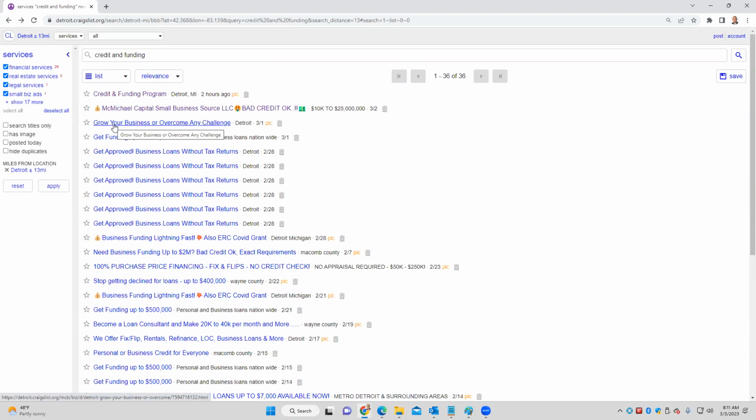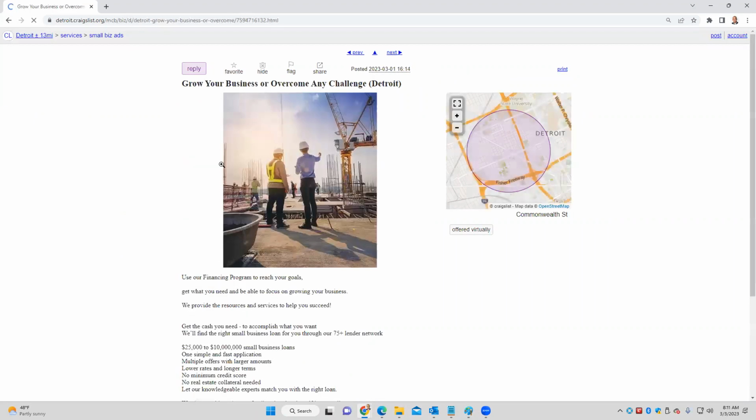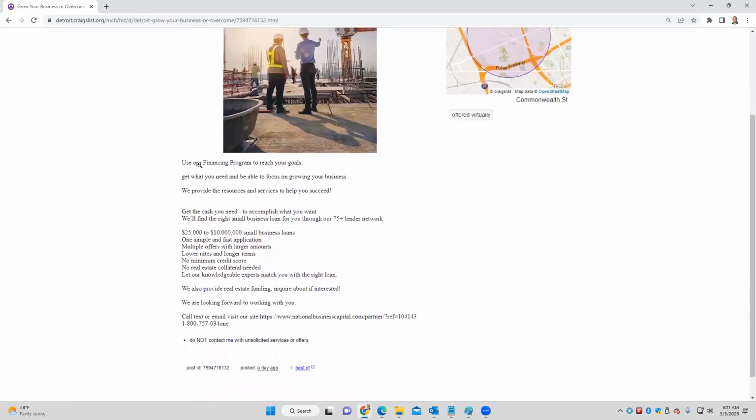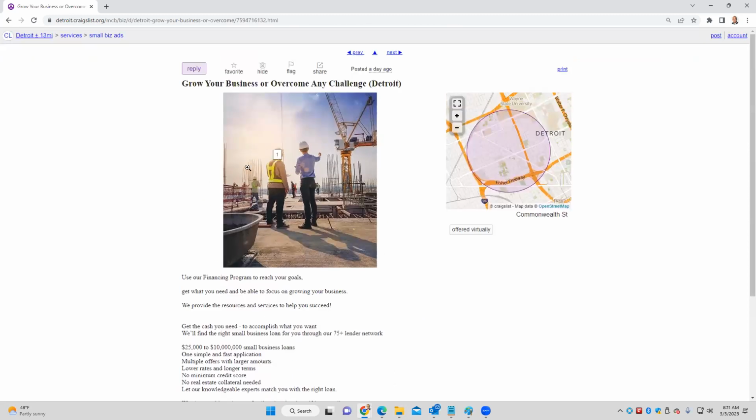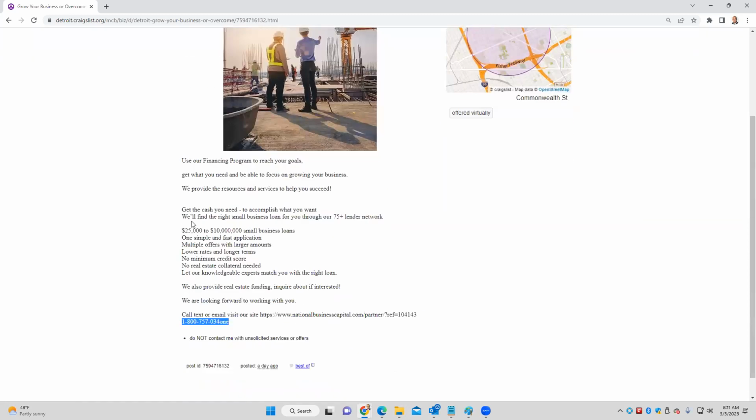Here we have grow your business or overcome any challenge. I don't know what this is about, but we've got a phone number, 800-757-034, and then 1 spelled out, which is kind of freaky. So give them a call. Hey, I saw your ad on Craigslist. I was wondering, do you ever have anyone that you can't get approved for funding?